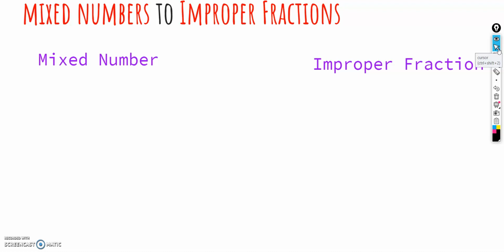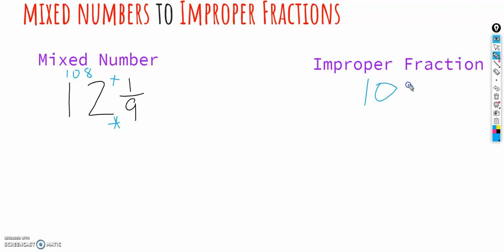Okay, our next one is 12 and 1/9. So you need to do 9 times 12. And that gives you 108. Then you need to add the 1. So that's 109. And what are they? They're ninths.